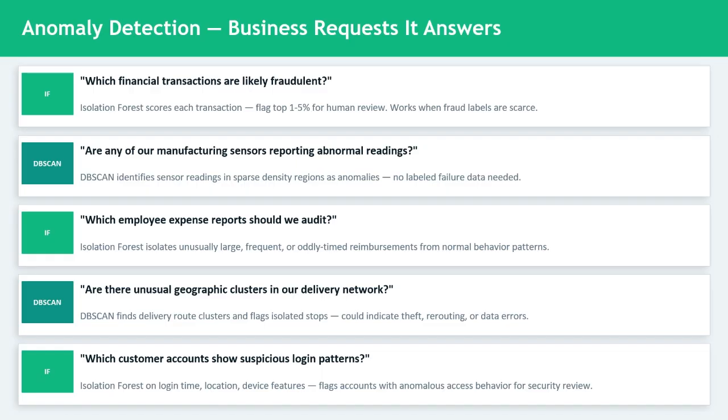So again, quickly identifying outliers, providing a risk score. The higher the risk score, the higher priority it has for auditing.